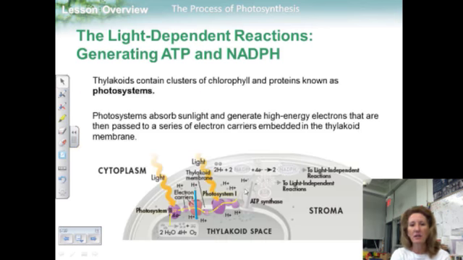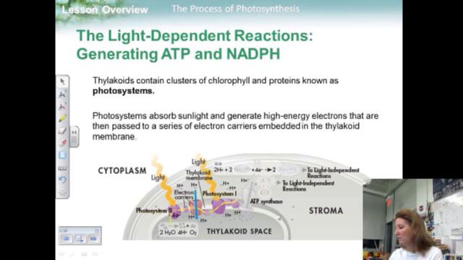The thylakoids contain clusters of chlorophyll and proteins, known as photosystems. All right? The photosystems absorb the sunlight and high energy electrons that are then passed to a series of electron carriers that are embedded in the thylakoid membrane. This is the membrane of the thylakoid right here.